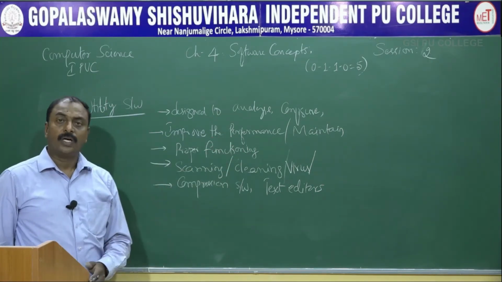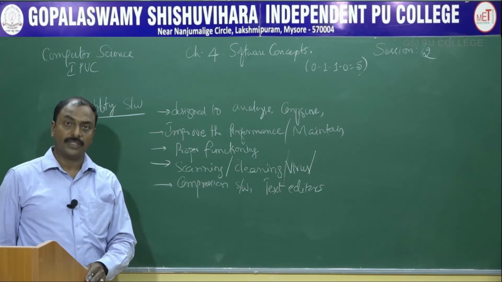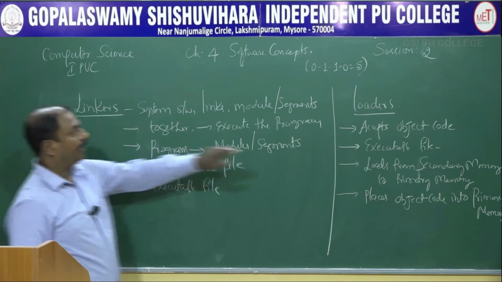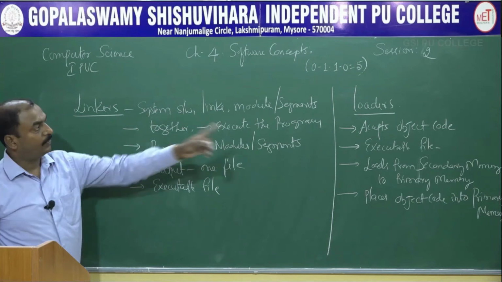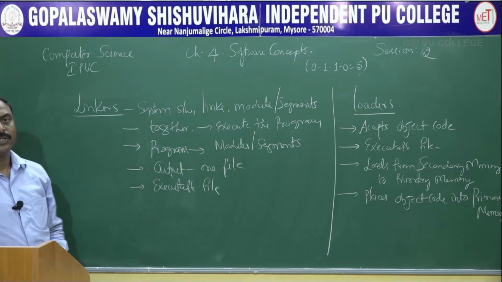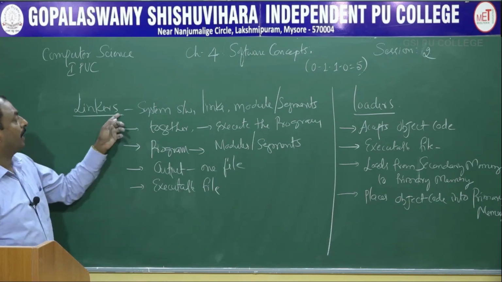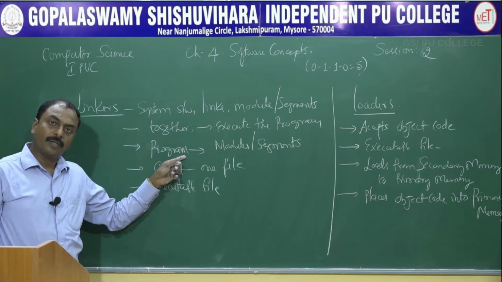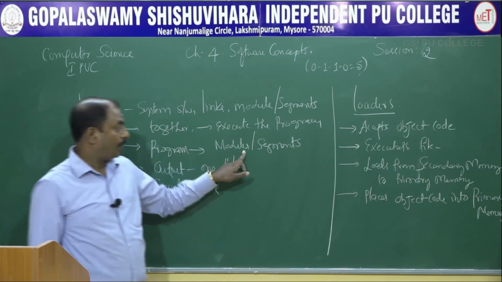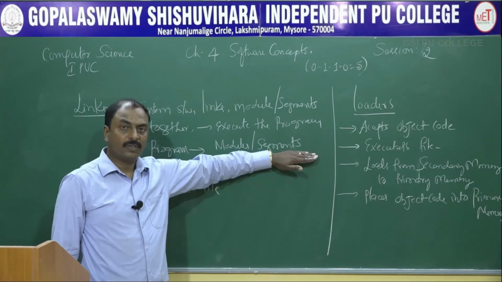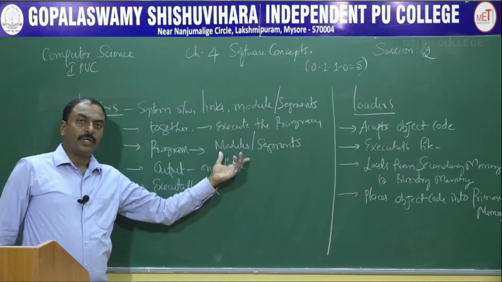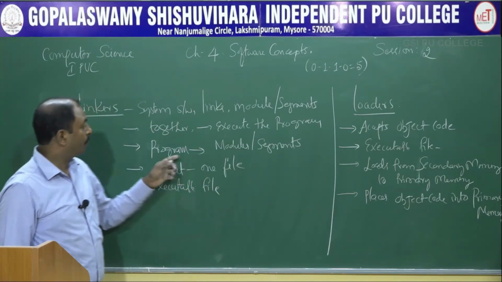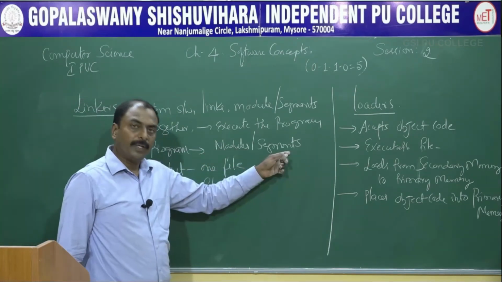Next we move on to another type of software, that is linkers and loaders. Students, linkers and loaders are another type of utility software. Now we talk about linkers. What are linkers? If you look at a computer program, it consists of a number of modules and a number of segments. So what is a module? A module is nothing but a set of small programs. It forms one module. Similarly, your program consists of many modules and many segments.